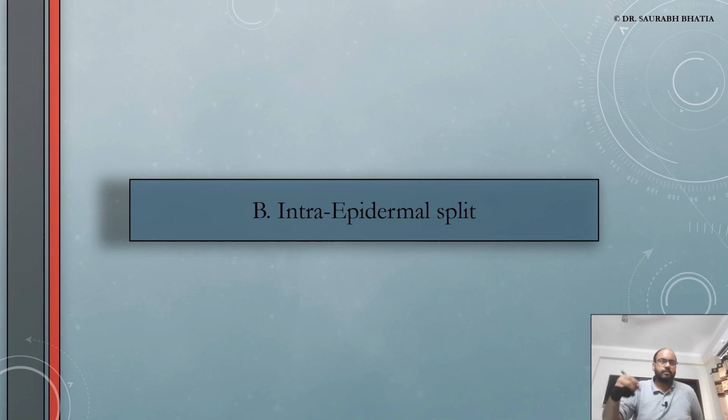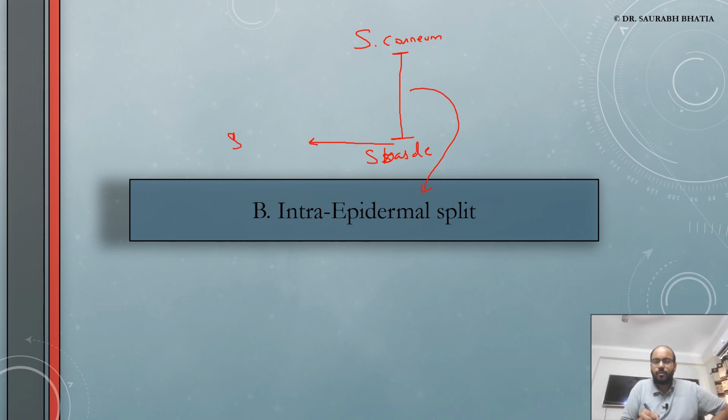We have discussed a bit about subcorneal split. Let's move a bit lower down and see intra-epidermal split. In intra-epidermal split, you will have stratum corneum at the top and stratum basale at the bottom. Anywhere in between, if a split occurs, it's an intra-epidermal split. If a split occurs just above the basal layer, it is suprabasal, and if it comes just below the stratum corneum, it is a subcorneal split. Apart from that, any split that happens in between is an intra-epidermal split. Let's move forward.